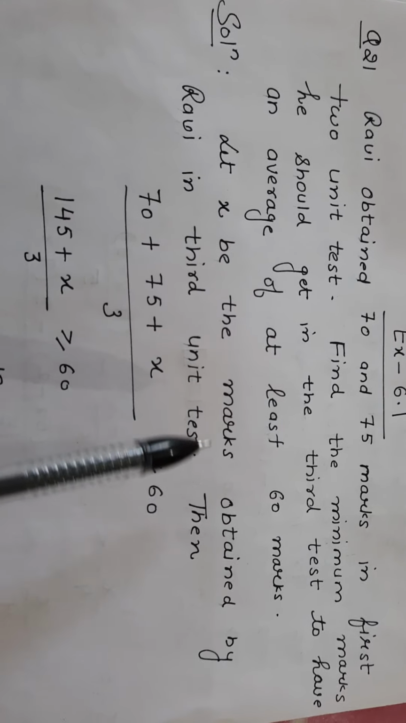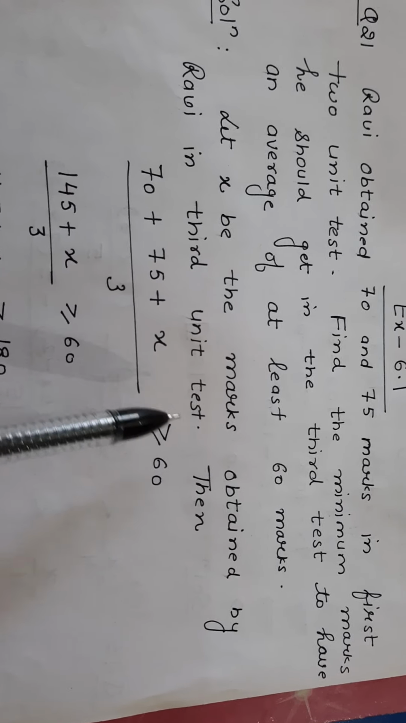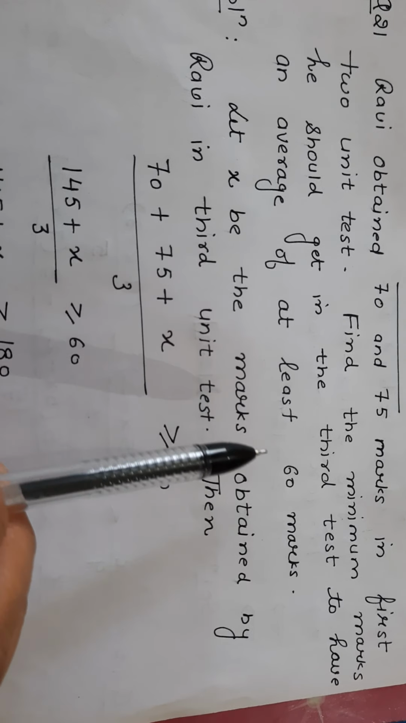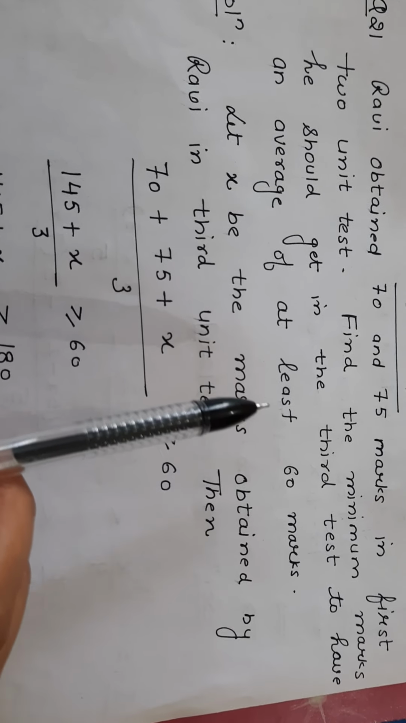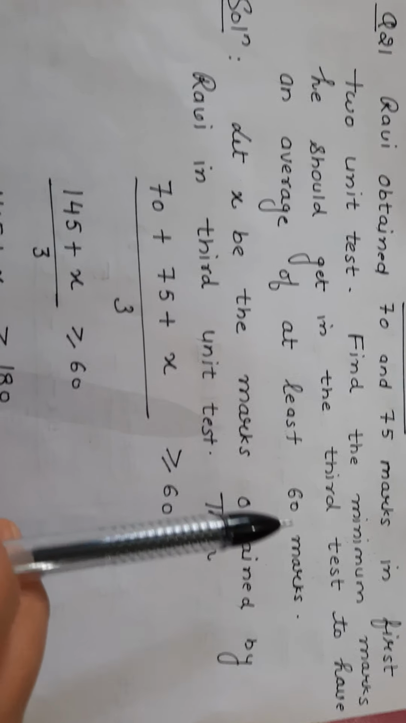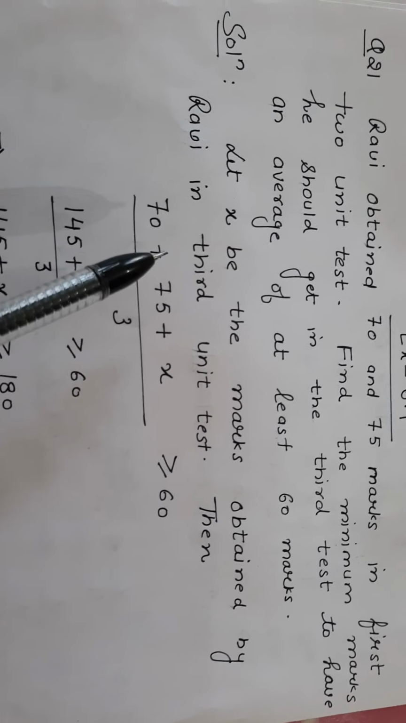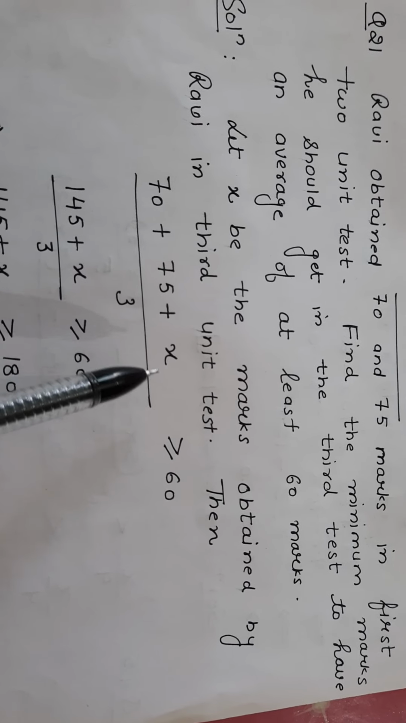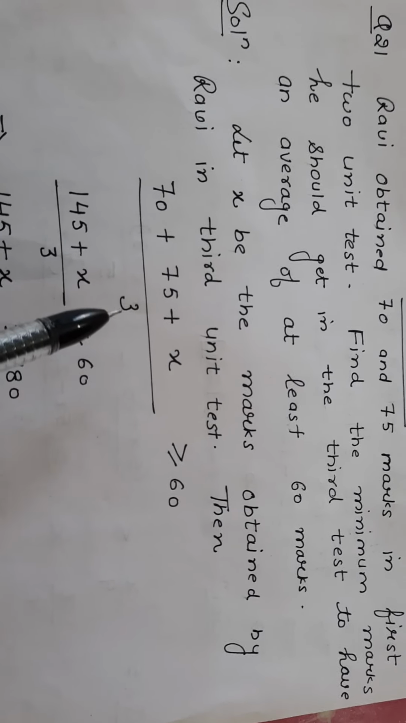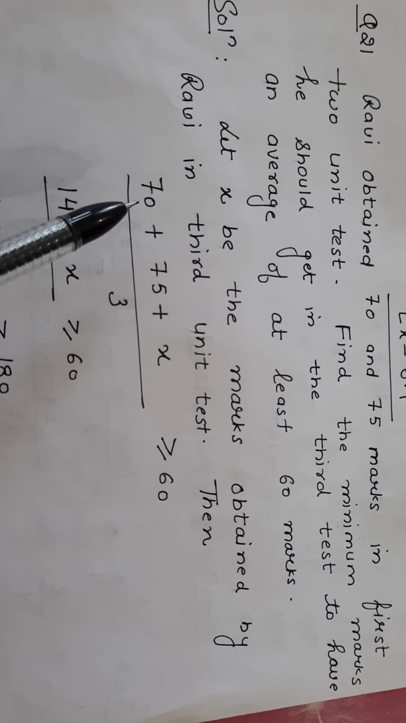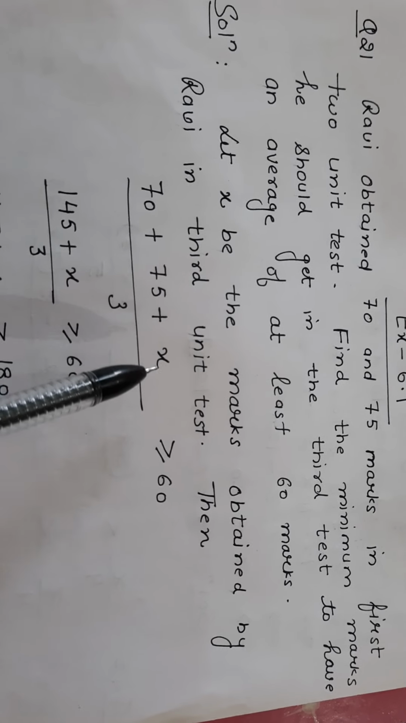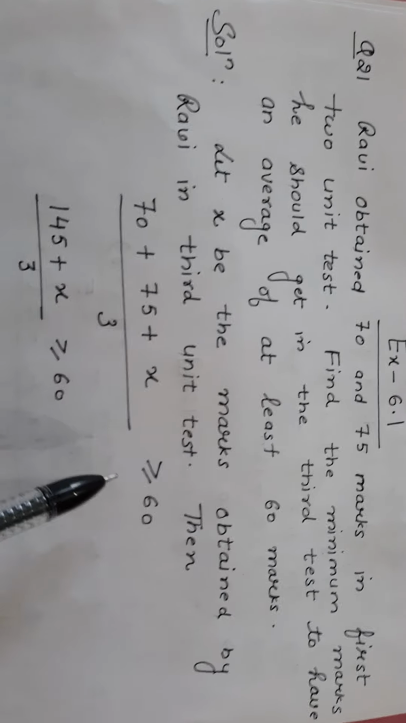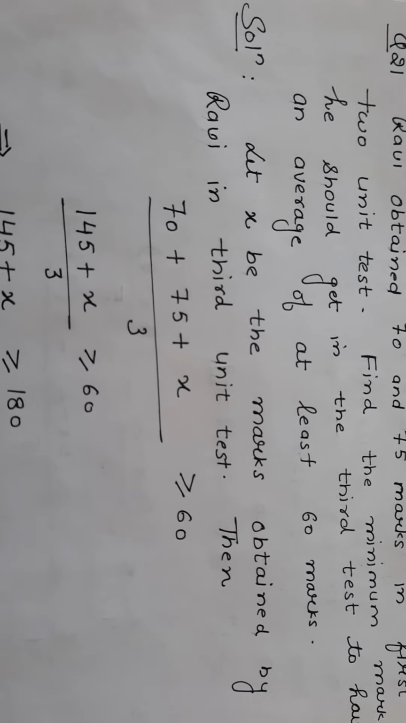Now let x be the marks obtained by Ravi in the third unit test. We are given that he should obtain an average of at least 60 marks. That means average is always greater than or equal to 60. Now we calculate average by sum of all marks obtained by Ravi divided by the total number of tests. So the marks will be 70 plus 75 plus x in the third unit test, right? So divided by 3 is always greater than or equal to 60.